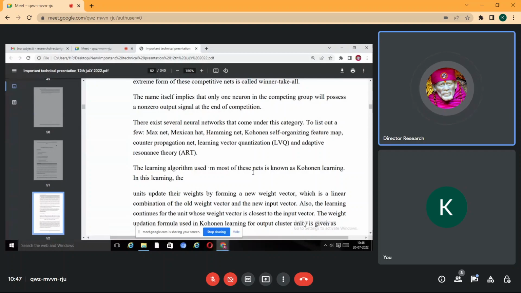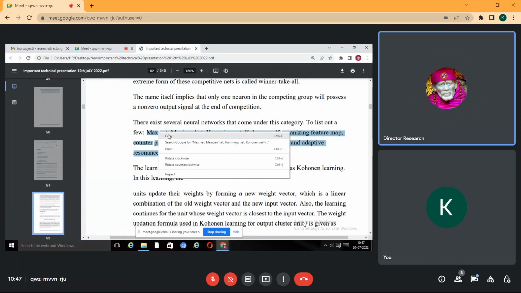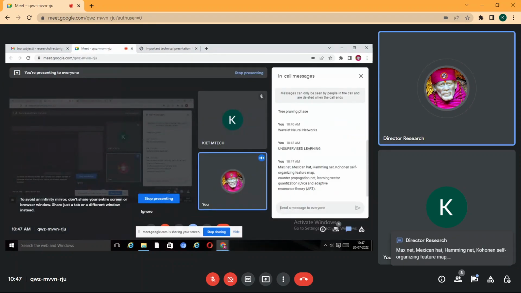There exist several neural networks that come under this category. To list out a few: counter propagation net, learning vector quantization, and adaptive resonance theory. These are all very important. From the application point of view and the subject point of view also, to get good marks, they are very important.